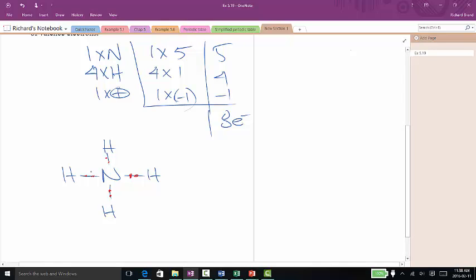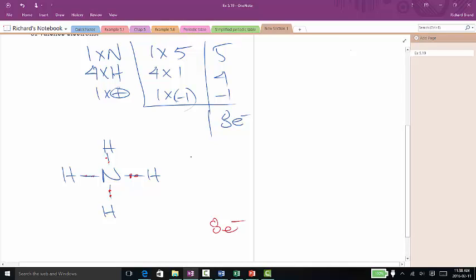Nitrogen, on the other hand, obeys the octet rule. It can have 8 valence electrons around it, and how many does it see? 2, 4, 6, 8. Well, this Lewis electron dot diagram has 8 valence electrons around it. We had 8 valence electrons to distribute. So far, so good.